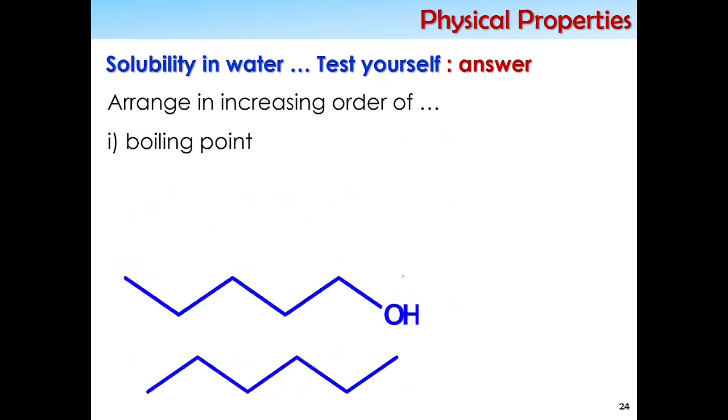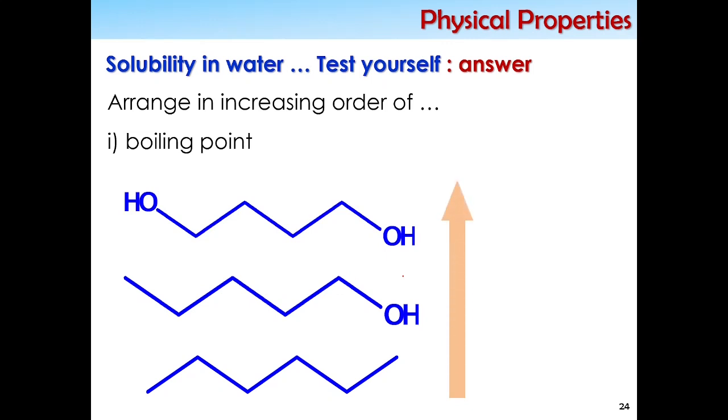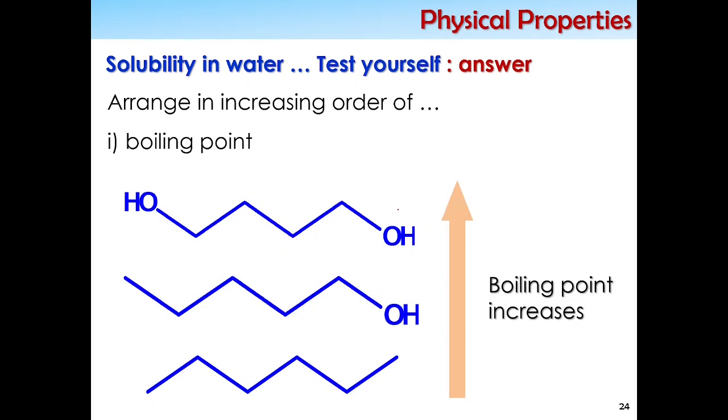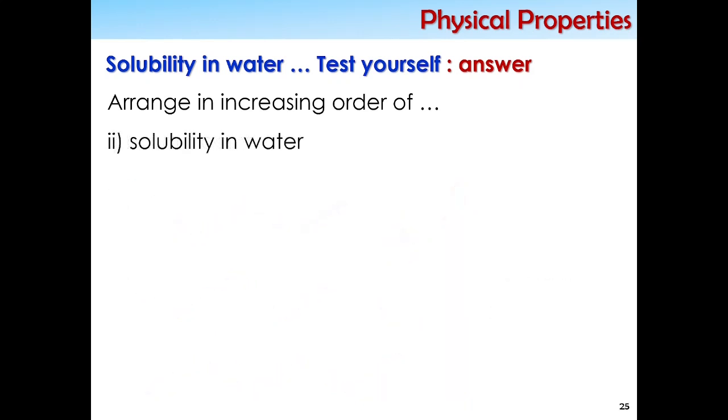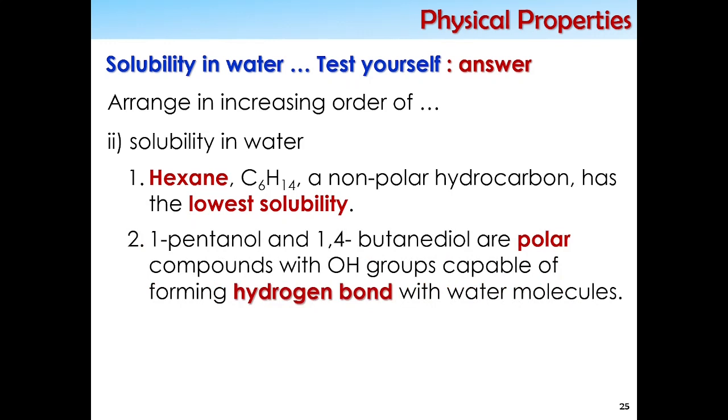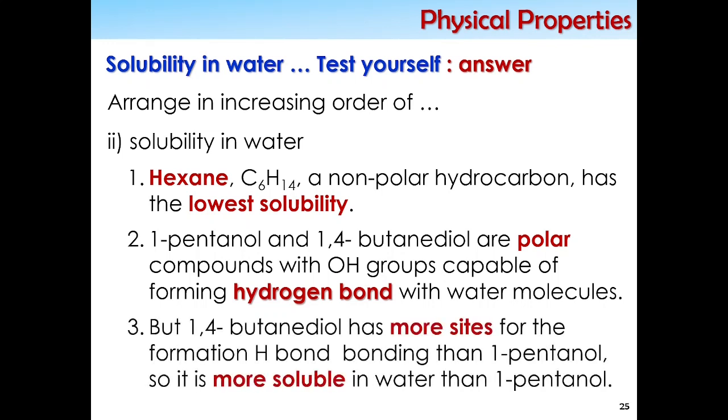So for boiling point, which one is the highest? The one which has two hydroxyl groups, because it can form more hydrogen bonds. Solubility in water: hexane is a non-polar hydrocarbon, so it has lower solubility. 1-pentanol and 1,4-butanediol are polar, so they can form hydrogen bonds because they have a hydroxyl group. But 1,4-butanediol has more sites for the formation of hydrogen bonds than 1-pentanol because it has two OH groups.